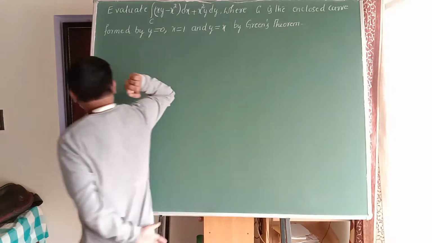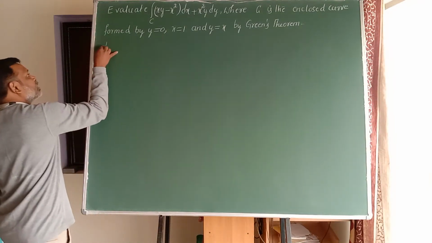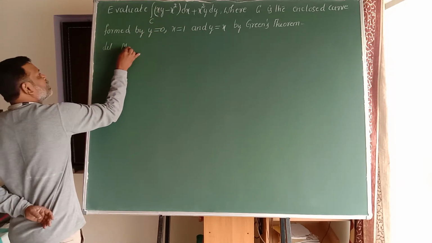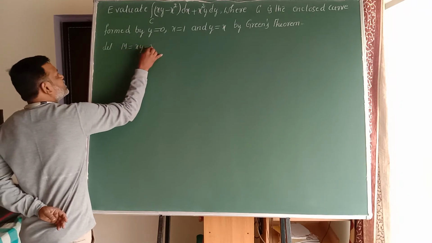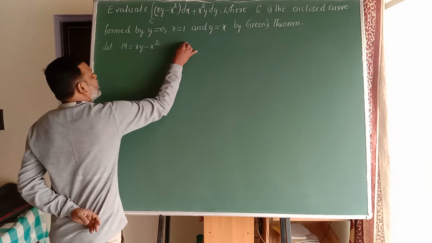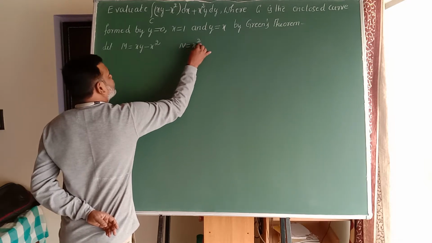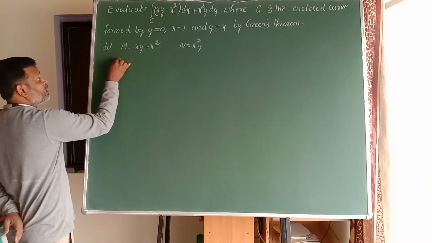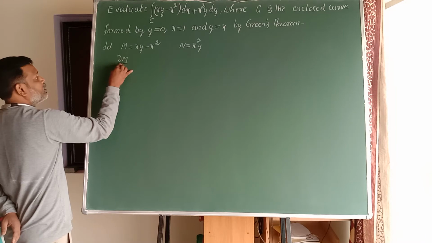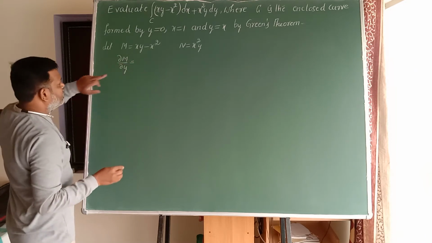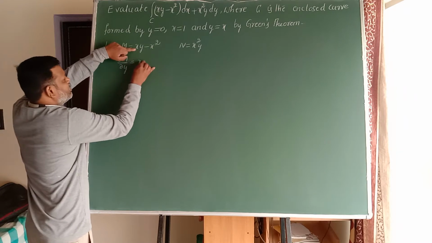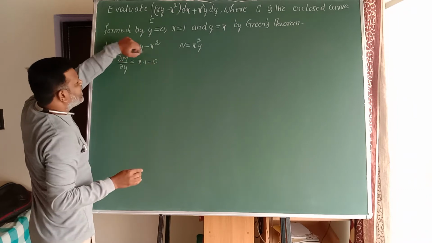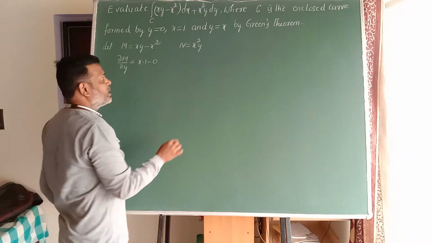That's it. Now let us take the first function. This is in the form of M dx plus N dy. Let us take M equal to xy minus x square, and N equal to the second function, that is x square y. Let us find the partial derivatives. Partial derivative of M with respect to y: keep x as constant. x into the derivative of y is 1, minus x square is 0. Why? Because it is independent of y.